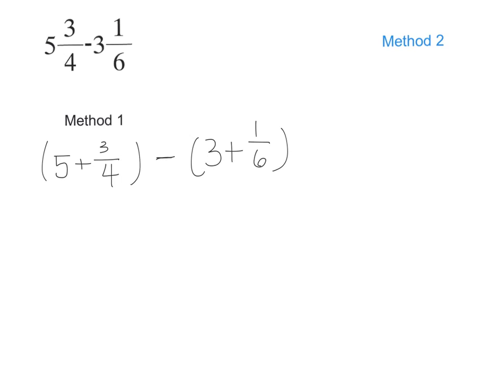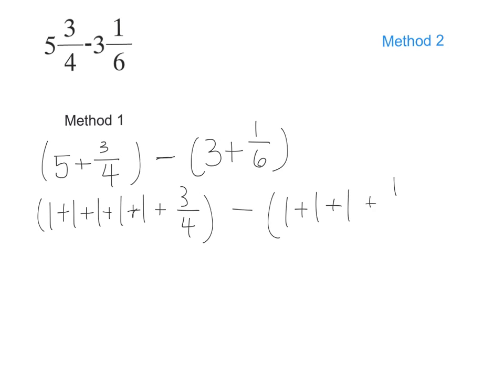Okay, now if I have 5, is that the same as 1 plus 1 plus 1 plus 1 plus 1? You guys agree that that's 5? Yes. And then I have to add the 3/4, right? And then over here, if I have 3, I have 1 plus 1 plus 1 plus 1/6.